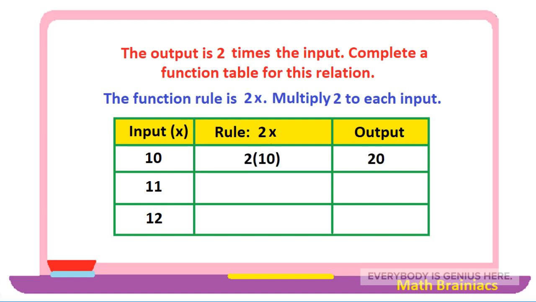So, the first input is 10. Therefore, 2 times 10 will give us 20. Whereas the second input is 11. So, the rule is 2 times 11. And the output is 22. The third input is 12. So, we're going to multiply 2 times 12. And the output is 24. It is easy, right?